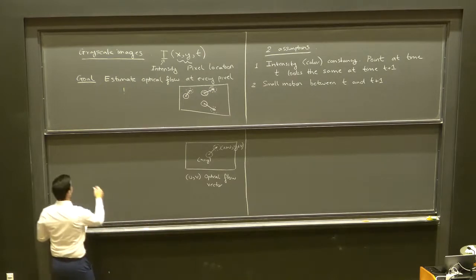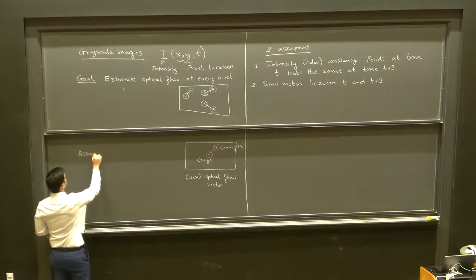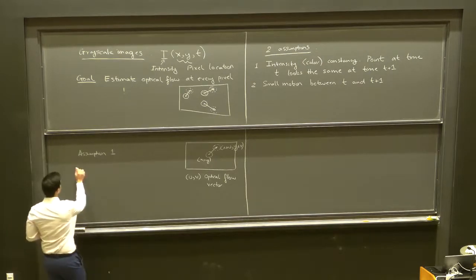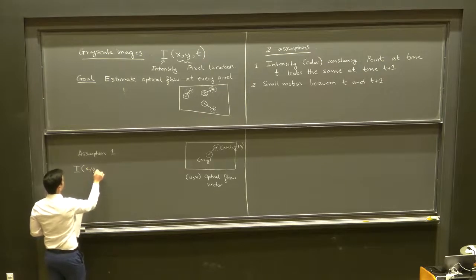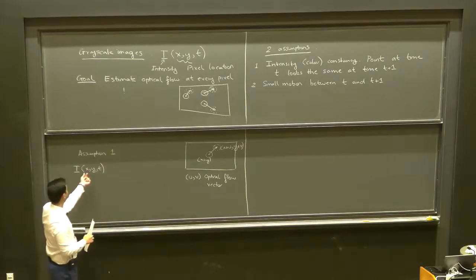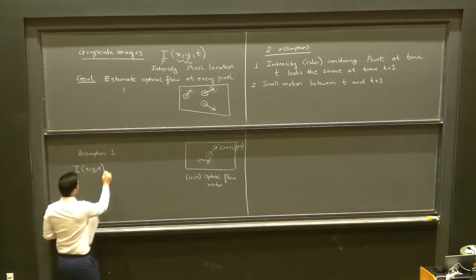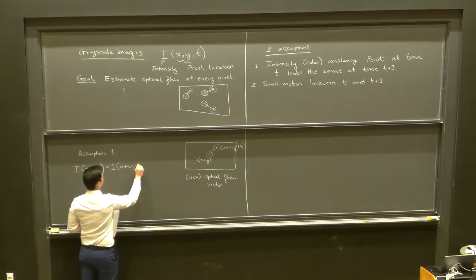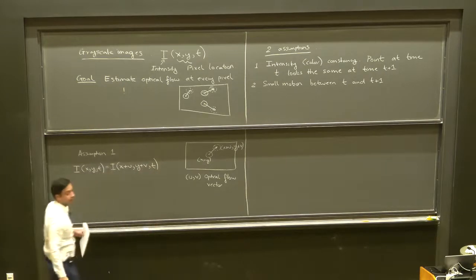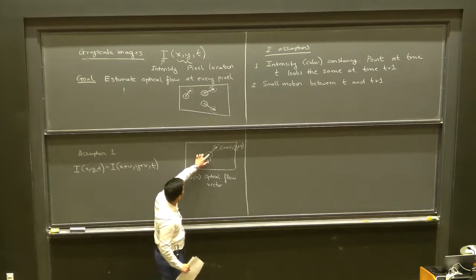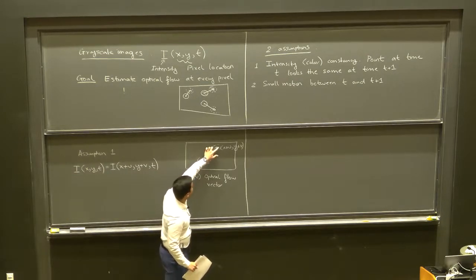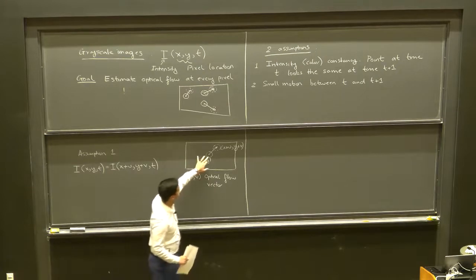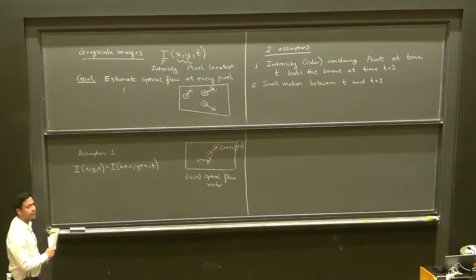So the first assumption, which is this intensity constancy or color constancy. Mathematically, what it says is that I of x, y, t, the intensity of light at location x, y and at time t, is equal to the intensity of light at this location. So if you look at the intensity of light over here at time step t plus 1, it is the same as it was over here at time step t. So does that answer your question?